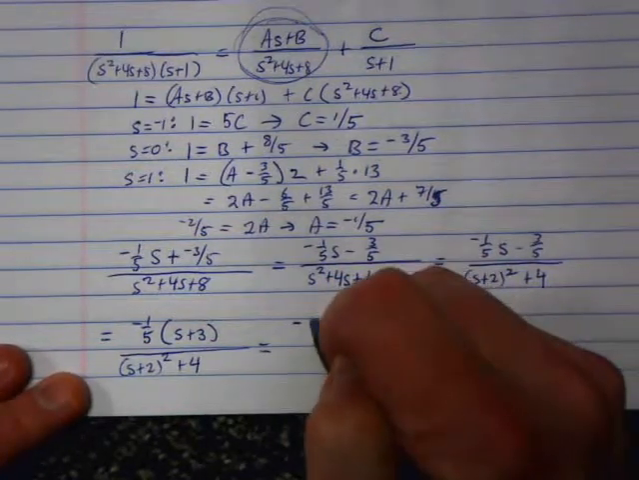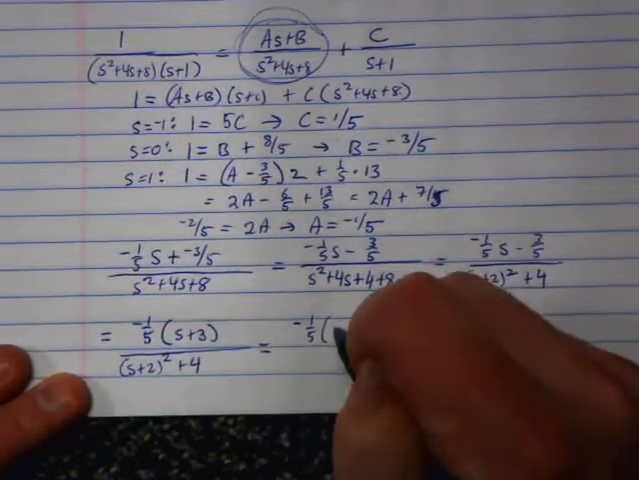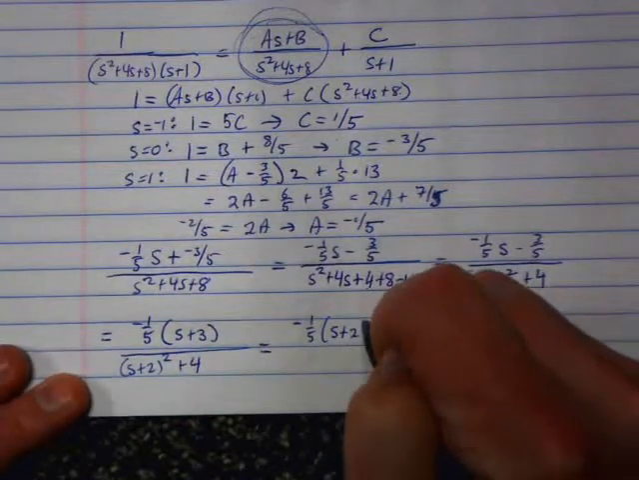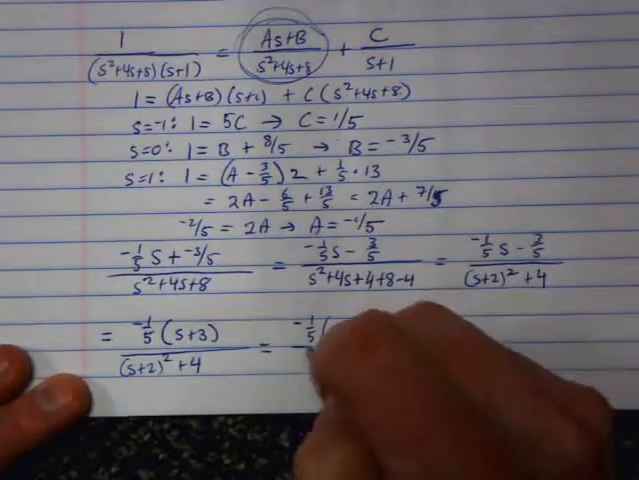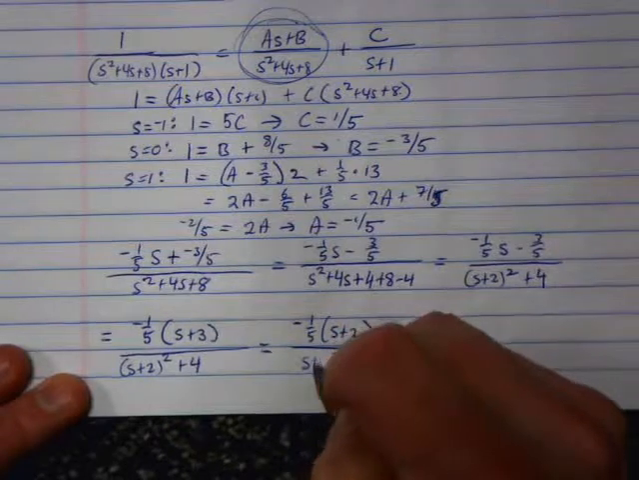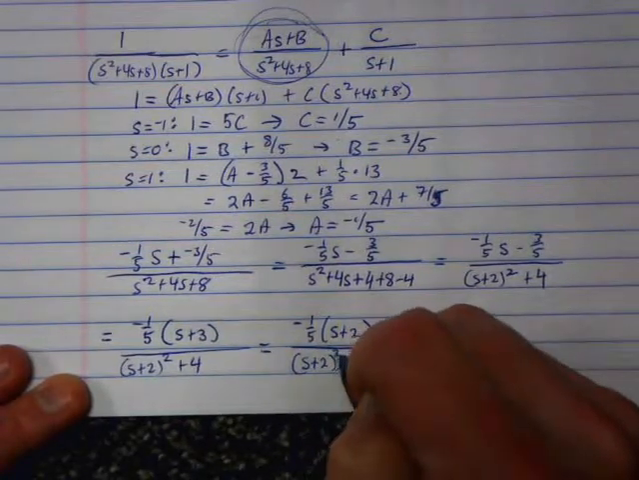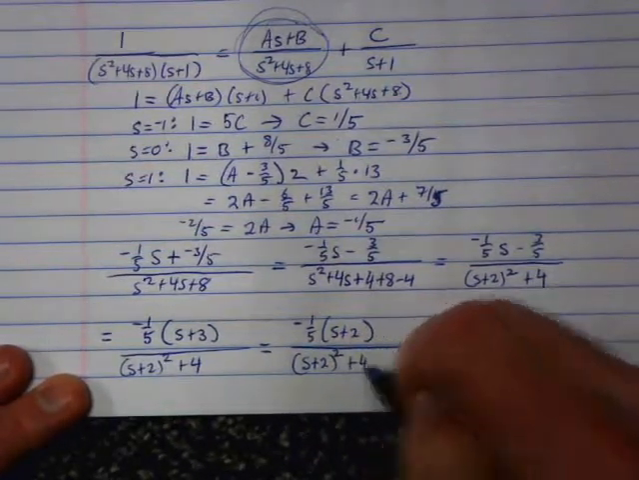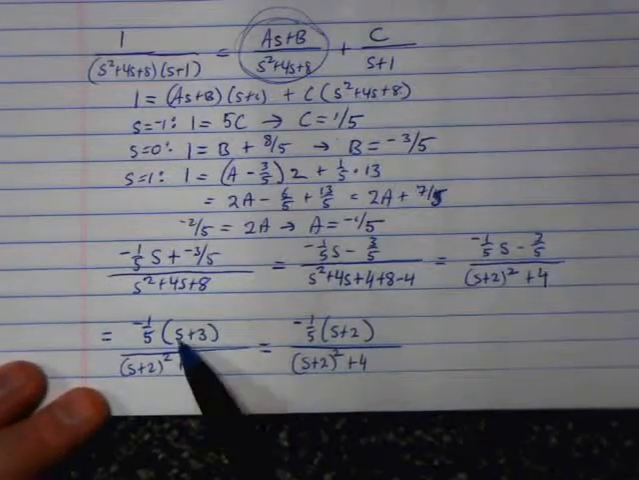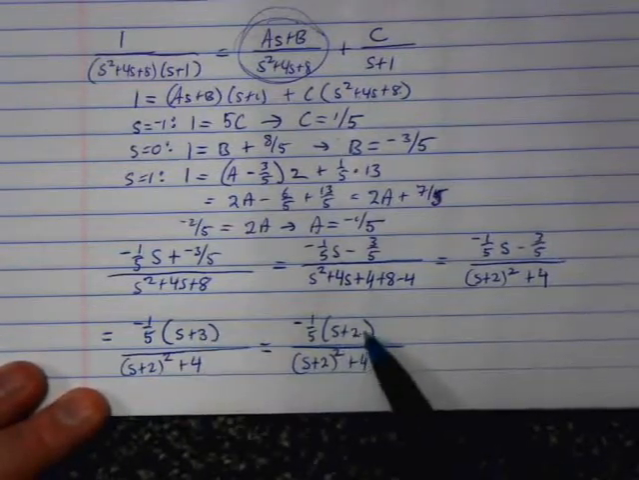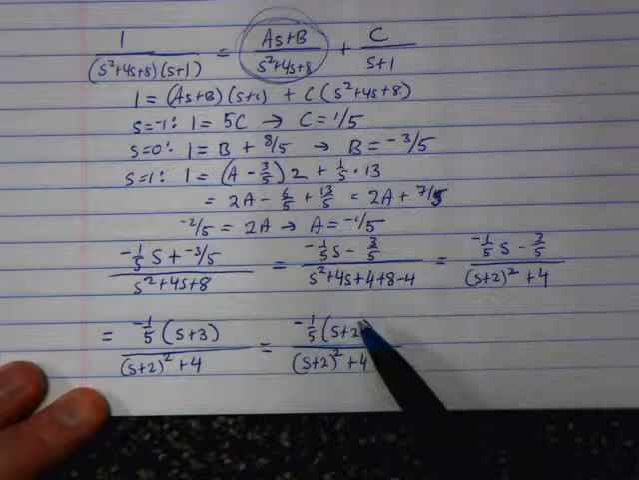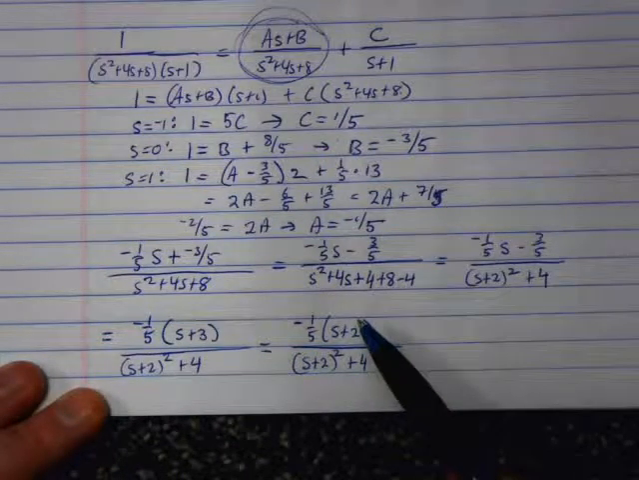Okay, so I'm going to write negative 1/5. I'm going to call that s plus 2. S plus 2 squared plus 4. Now, what did I do? To go from an s plus 3 to an s plus 2, I subtracted 1. So I also need to add a 1.